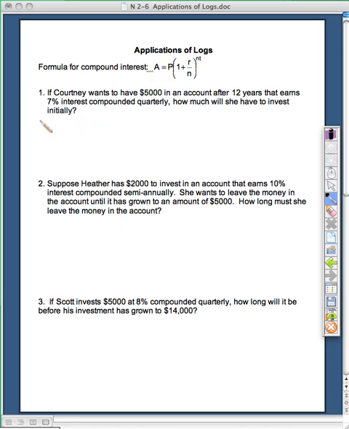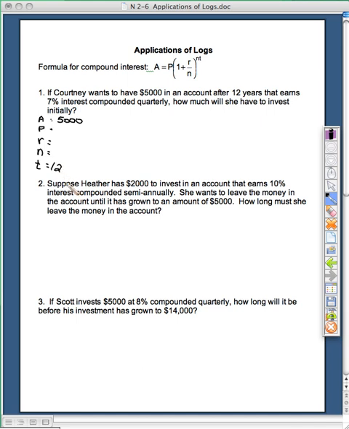So the first thing we're going to do is write down all the variables that we're given. We're given amount, the principal, the rate, the number of compounds in a year, and the time. And the time has to be in years in these. Okay, so we're going to look at the problem and see what we are given. Courtney wants to have $5,000 in an account after 12 years. That's what she ends up with after the investment time, so that's A.